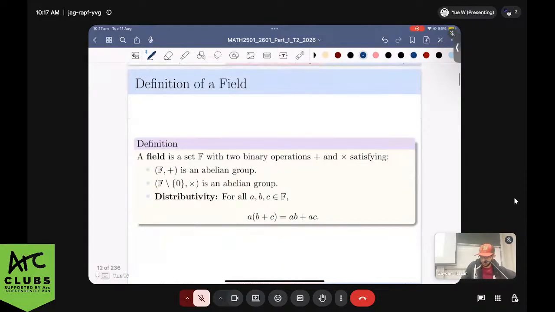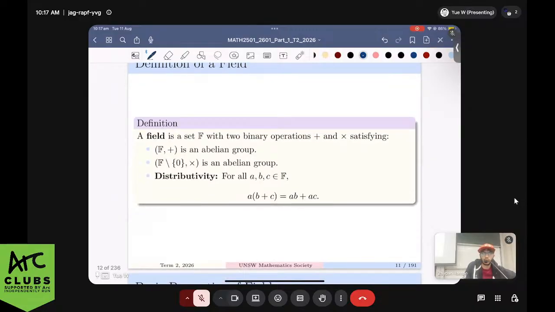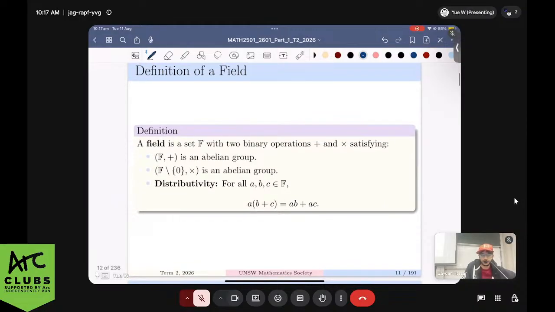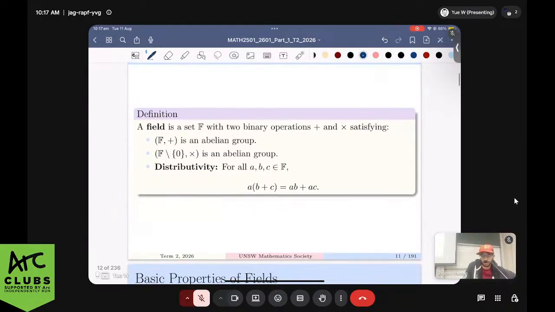Okay, definition of a field. A field is not a group, but it's a set with two binary operations this time. Usually we call them addition and multiplication, satisfying these things. F with plus is an abelian group, so it's commutative and it has the group properties. And F is a group with multiplication, excluding 0. The reason we exclude 0 is because we want inverses to exist in a group, but a 0 element usually doesn't have an inverse. So we just exclude 0, and we want this to be an abelian group. And also this last condition.